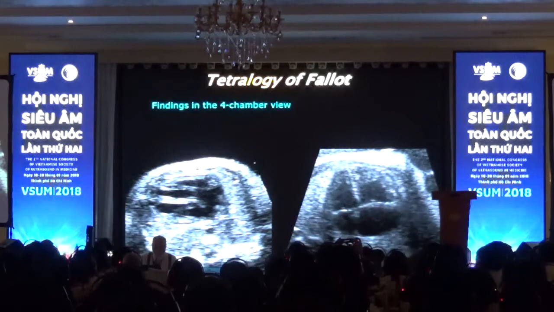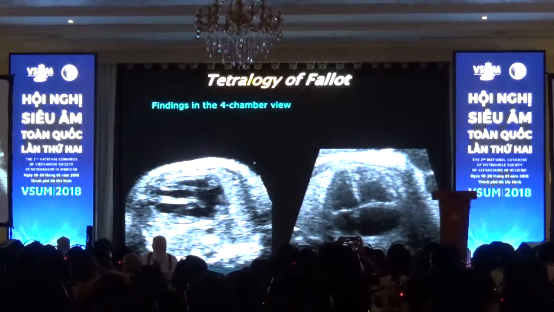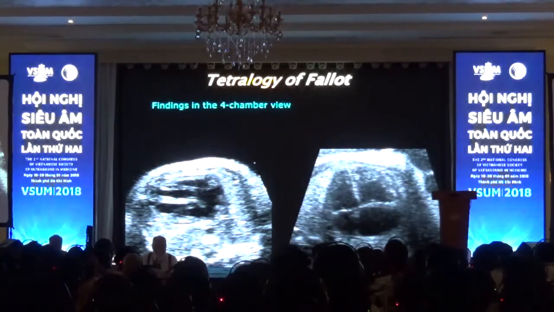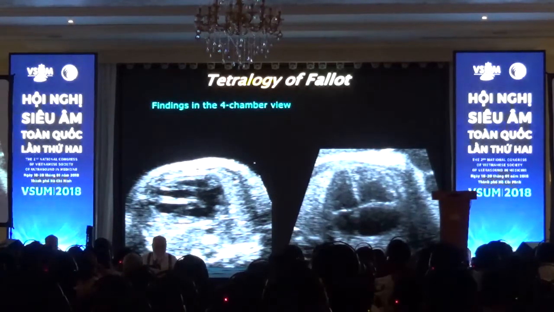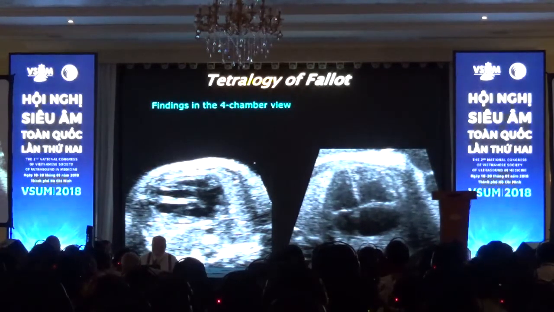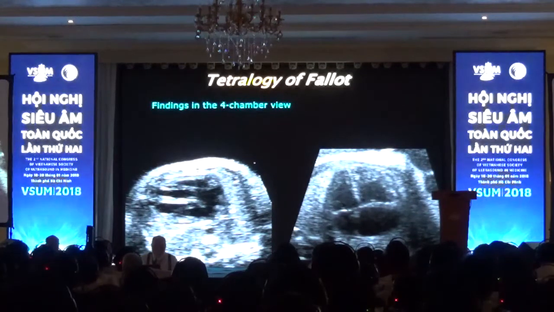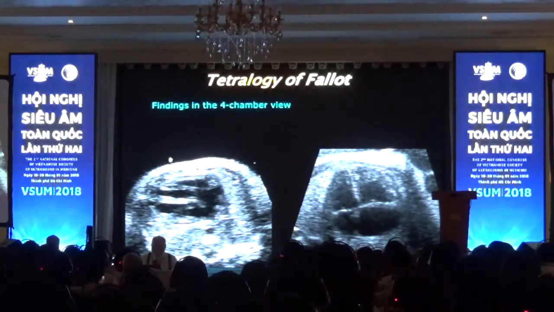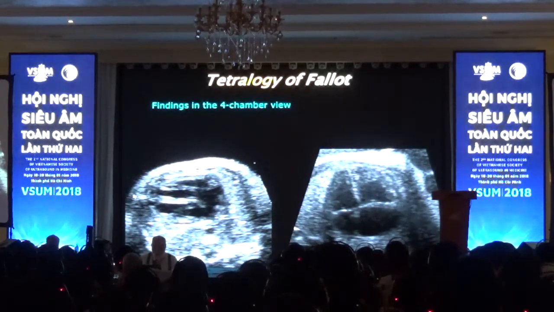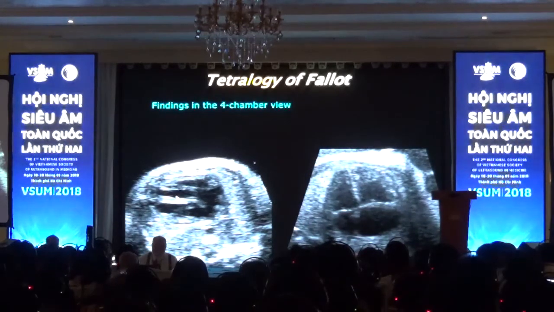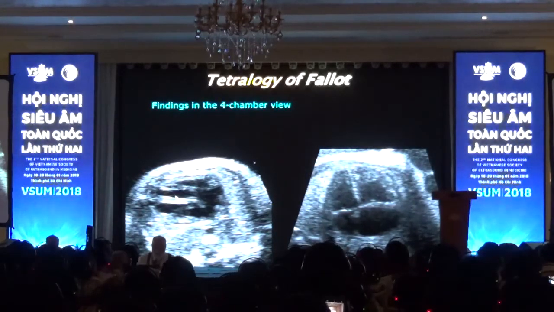I want to hear two findings. How about the axis of the heart? Is the axis of the heart normal? Remember, it should be 45 degrees to the anterior posterior line. This is almost 80 degrees. Okay, so the baby has left axis deviation.